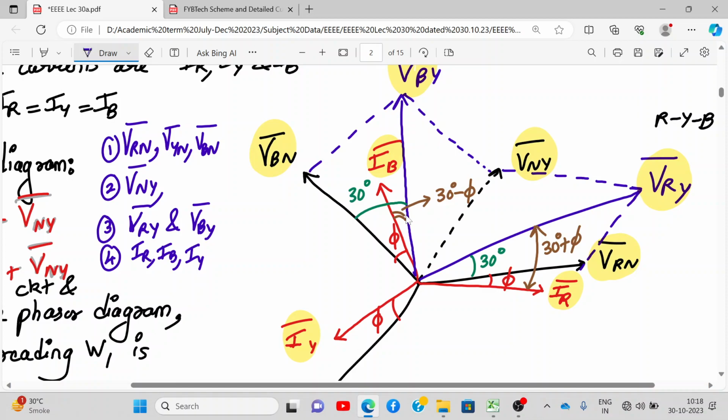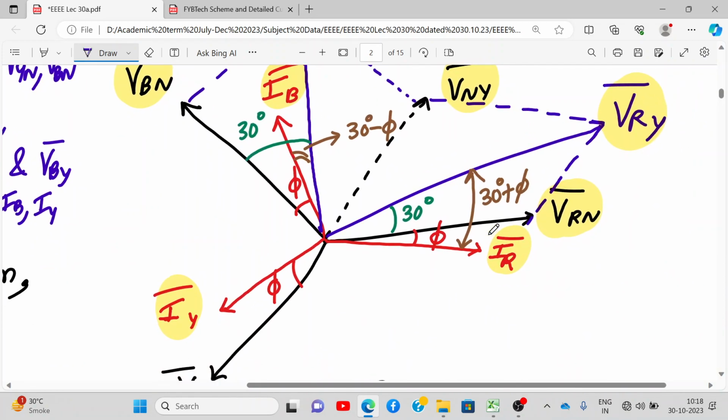Last time, in the previous two lectures, we saw that the line voltage and phase voltage in a star connected system differ by 30 degrees. Let me show you over here. This is phi, the phase difference between the resultant current and the resultant phase voltage. Now if I want to measure the angle between IR and VRY, how much is it? It is 30 plus phi. Got it? The entire derivation is based on this phasor diagram.